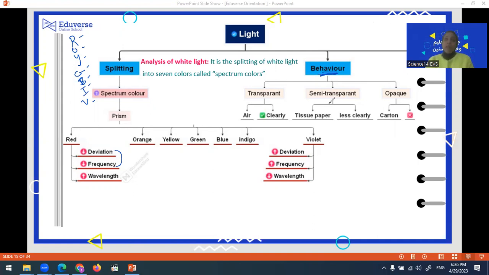What about the translucent? It will absorb some of the light and permit some of the light to pass through it, so we can see less clearly than with the transparent, like for example tissue paper or frosted glass. The opaque: no light will pass. This medium will not permit any light to pass through it, so we cannot see anything through it.